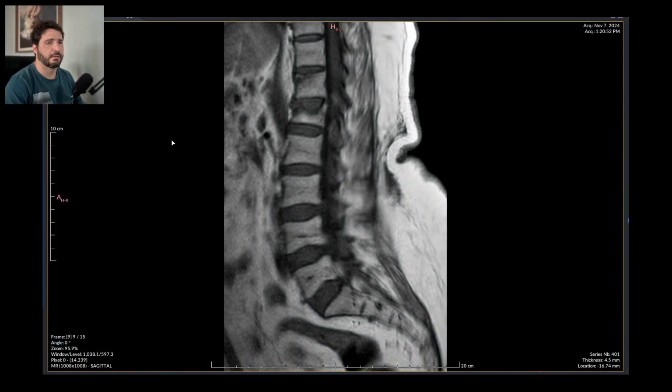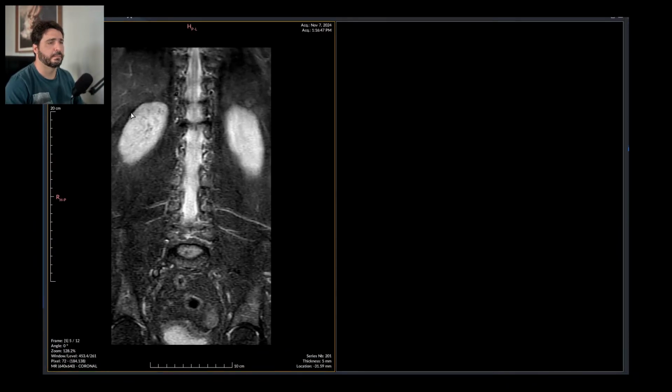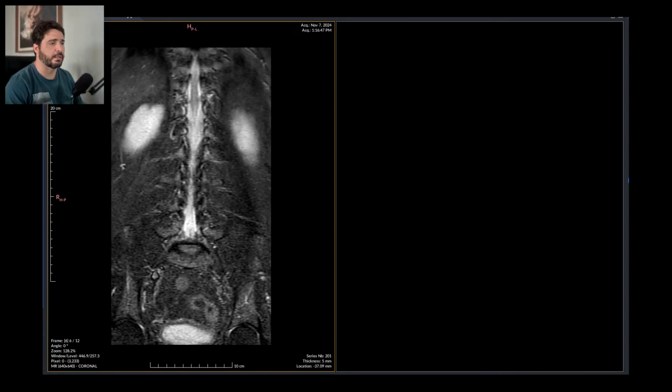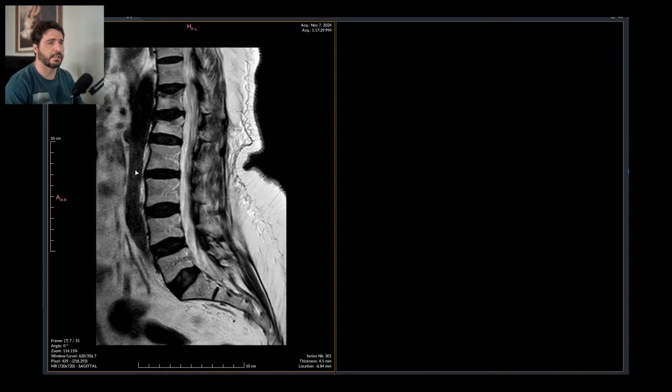It's a 78-year-old female. It's a lumbar spine. Let's see what it says here. It says she has pain on her lumbar spine and her right shoulder. Never gone through surgery. So it's what they always say. And they did a coronal that serves nothing. It's just a waste of time.